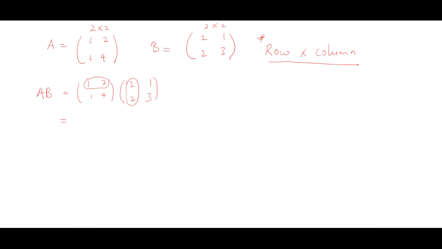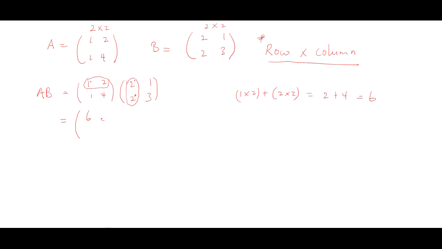So I'm going to work it out on the side for you, so you will see exactly what I'm doing. So I'm taking 1, and I'm going to multiply by 2, so it's 1 by 2, and I'm going to add it to this 2 here, multiplied by this 2, so it's 2 by 2, which will be 2 plus 4, which will give me 6. So my first element will be 6, right?